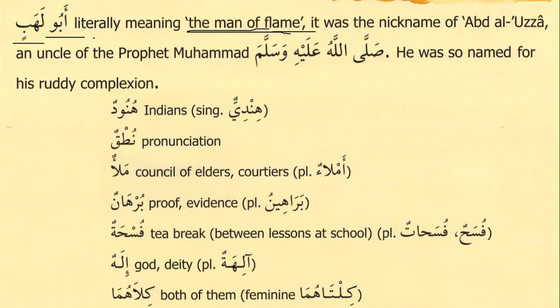So Abu Lahab, literally meaning the man of flame. It was the nickname of Abu Azza, the uncle of Prophet Muhammad sallallahu alaihi wasallam. He was so named for his ruddy complexion because he was very red. So that's why they used to call him Abu Lahab.